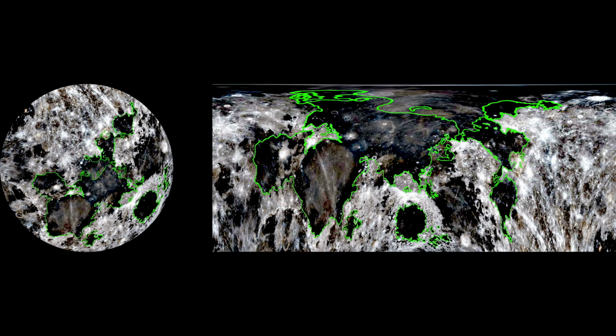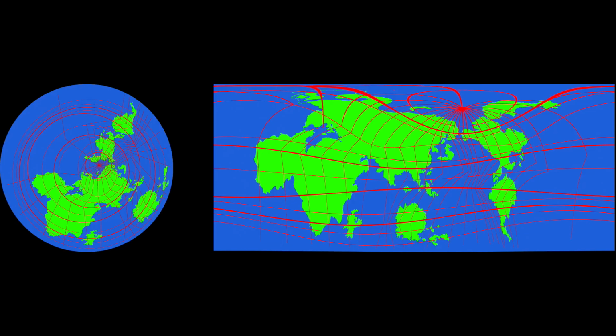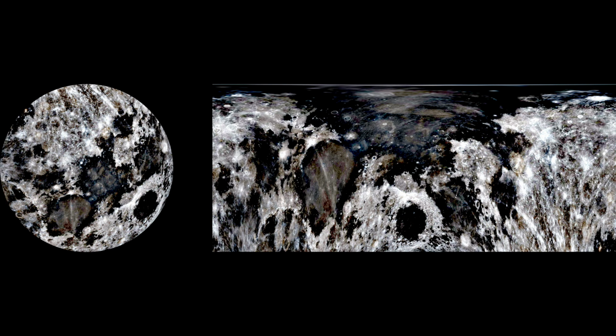Apply continental boundaries. Apply coordinate system. Color the land green and the water blue. Let's deconstruct this and examine it in more detail.